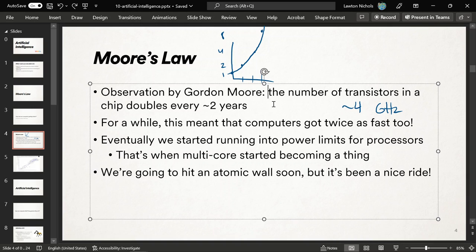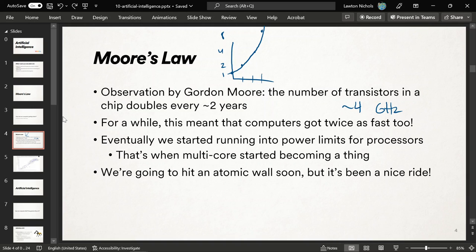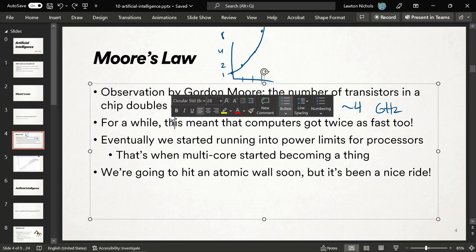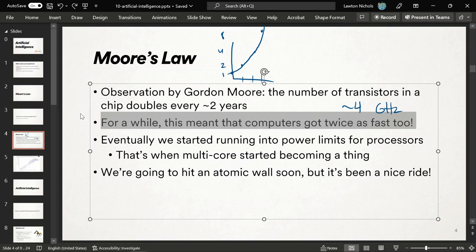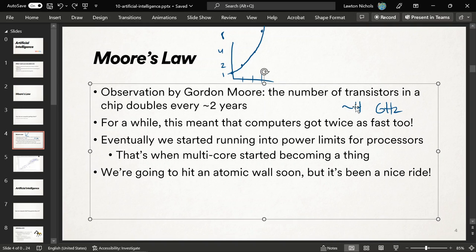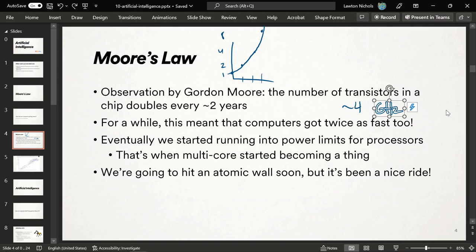we're finding it harder and harder to jam more transistors into a chip. Okay? Eventually, we started running into power limits for processors. This second bullet started becoming false, because most of our CPUs, they max out at around 4 gigahertz. You've never seen an 8 gigahertz CPU on sale, right? And it's been years that it's been stuck at 4 gigahertz, right? The issue is there's a power wall. You would have to dissipate so much heat to have an 8 gigahertz CPU. You'd have to cool it with liquid nitrogen or something.